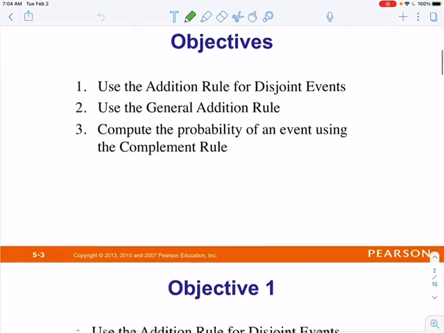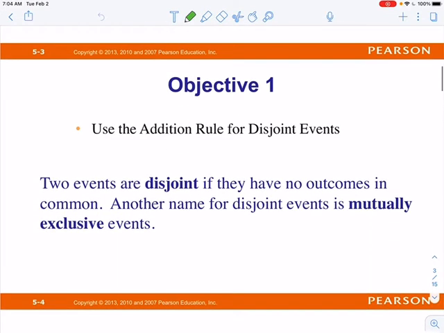But again, a brief overview of objectives 1 and 2, just to catch you up and get you back into the swing of things. For objective 1, we use the addition rule for something called disjoint events. Two events are disjoint if they have no outcomes in common. Another name for disjoint events is mutually exclusive events. The example I was using during class is if I toss a coin, I can get a heads or a tails, and then I roll a die, I get a 1, 2, 3, 4, 5, or a 6. In no way does one have anything to do with the other. So those are mutually exclusive.